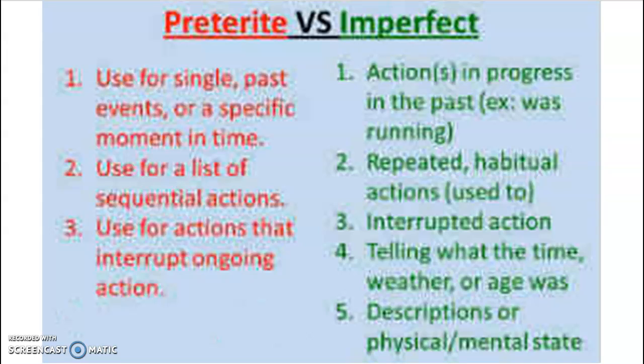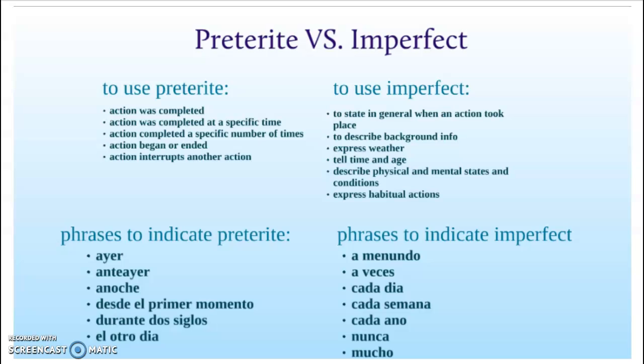The interrupted action. And by extension, telling what time it was, or what the weather was like, or what age a person was, because those things are true not just at a single instance, but they're true over a stretch of time by their nature. What time it was, what weather it was like for a while, what age a person was, right? Or descriptions of their physical or mental state. This is background information, things that would have been true at least for a little while, not a single instance.